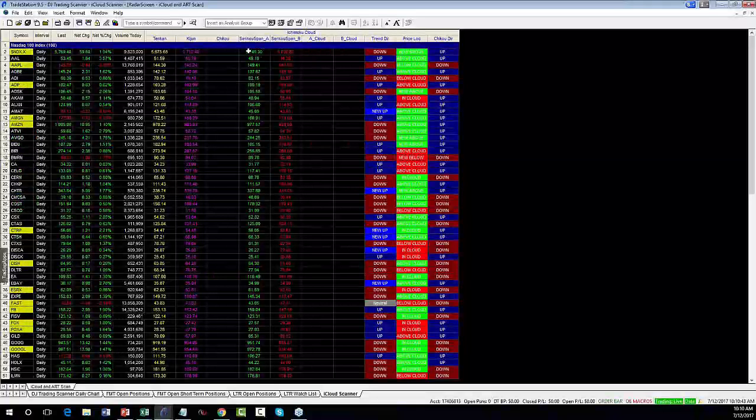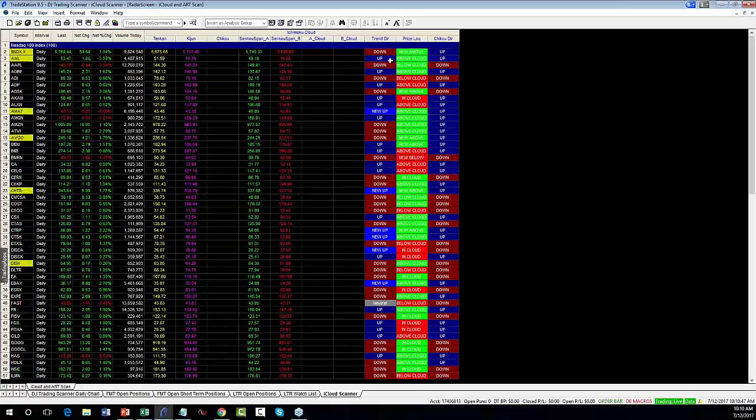So we got all our data here for Tenkan, Kijun, Span A, Span B. Trend direction's down if Tenkan is below Kijun, and we want to know if the price is above or below the cloud. Ignore the Chikou. I don't use the Chikou. I don't find it useful at all in my approach, okay?